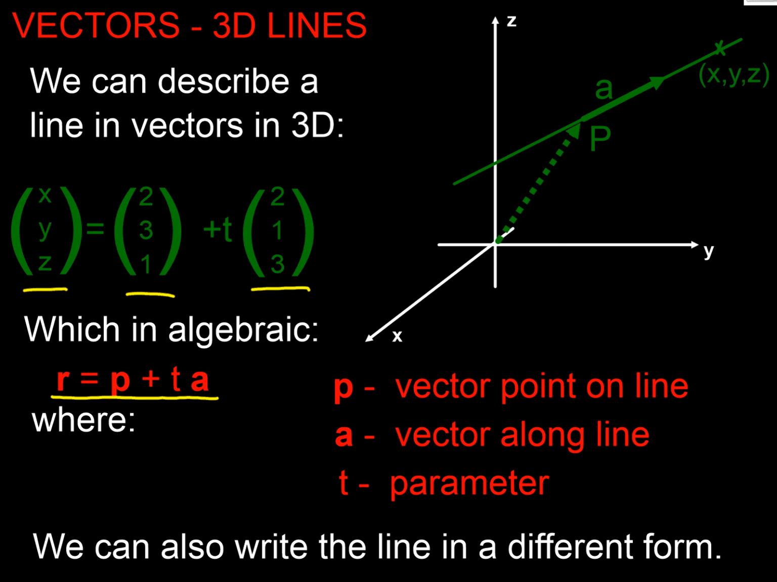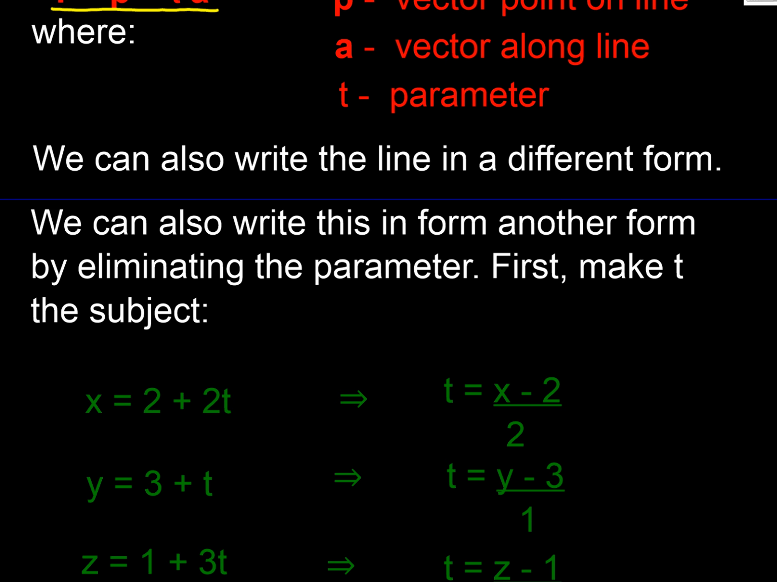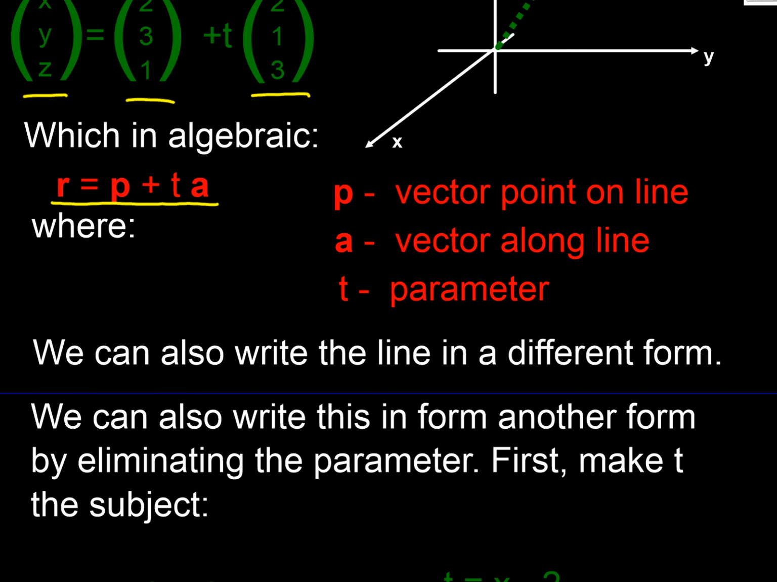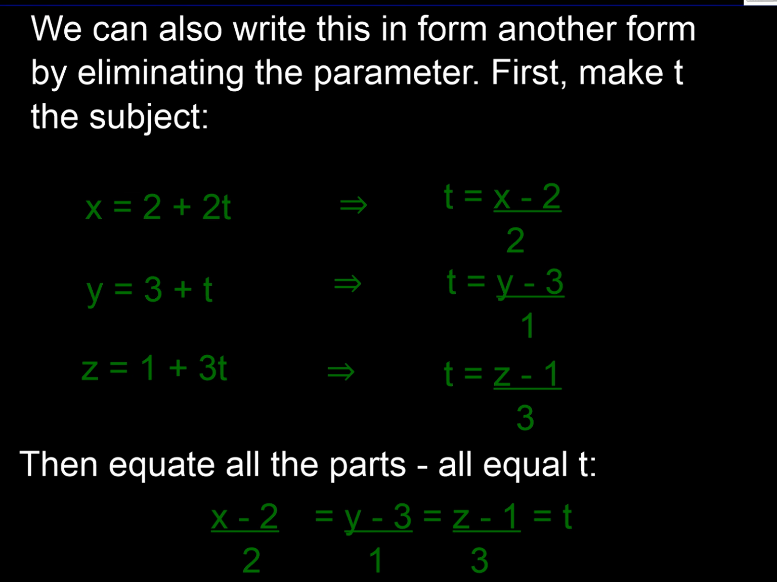There is one other format you'll see in 3D in which we effectively get rid of our parameter t. So let's have a look and see how we can do that. Our top line here is telling us that x equals 2 plus 2t, and I can rearrange that to make t the subject, so t equals x minus 2 over 2. If I do the same thing with the y equation, y equals 3 plus t, and therefore t equals y minus 3 over 1, and z equals 1 plus 3t, and therefore t equals z minus 1 over 3.